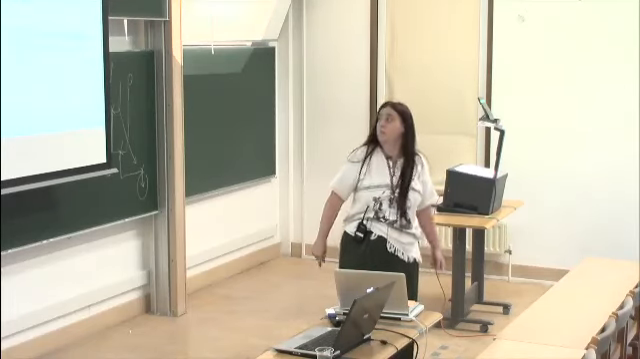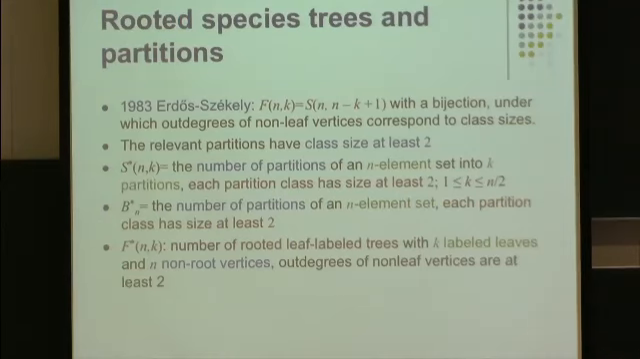And F star is the number of leaf-labeled trees where you have n labeled leaves and k non-root vertices. And I have the restriction that the degrees of non-leaf vertices are at least 2. These are exactly phylogenetic trees. And since the bijection, I still have this formula between the star versions.